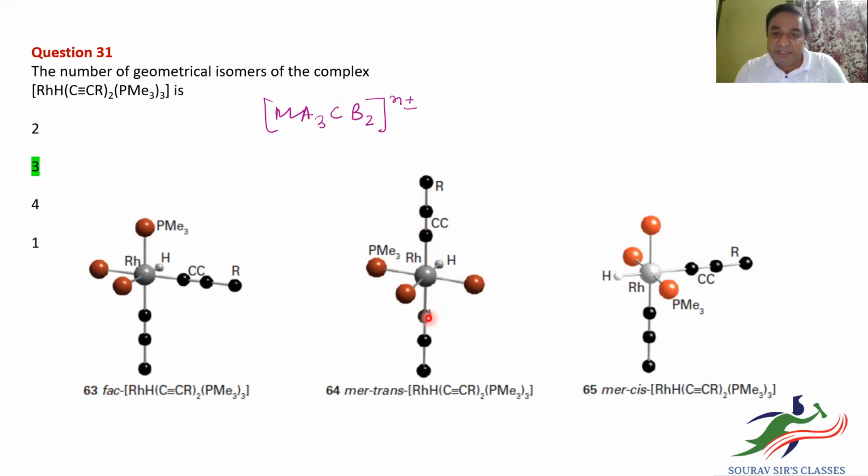So here the B are trans. So B can be cis. So this B and that B are cis. So what will happen? There will be a trans-mer and there will be a cis-mer. So all total there will be 3 isomers for this particular compound.